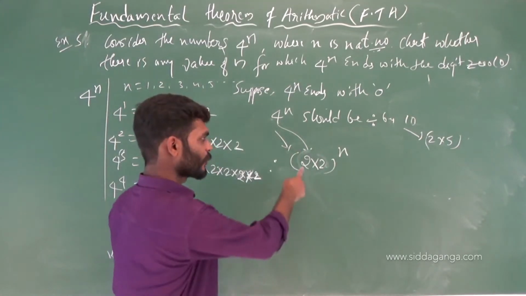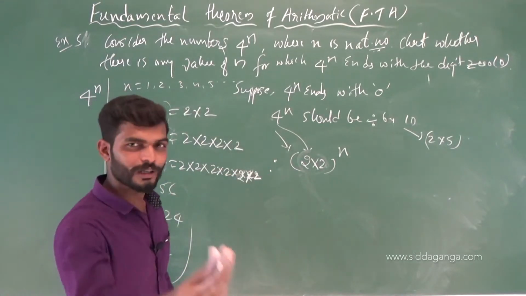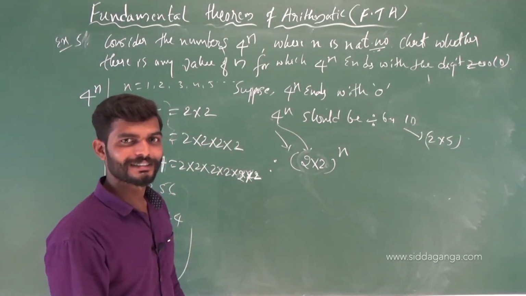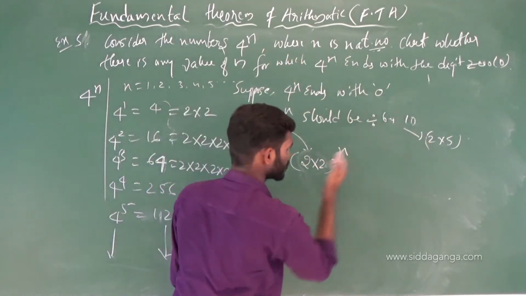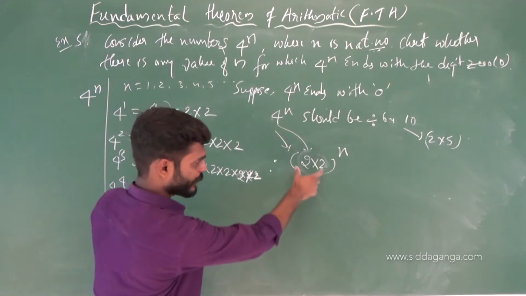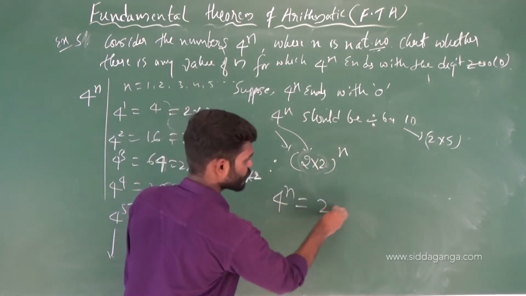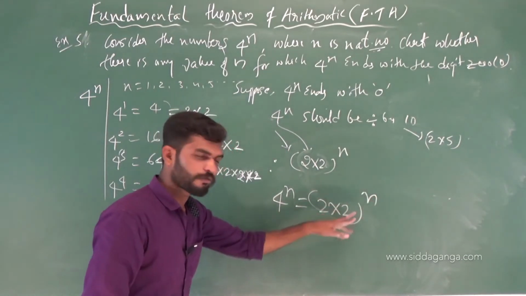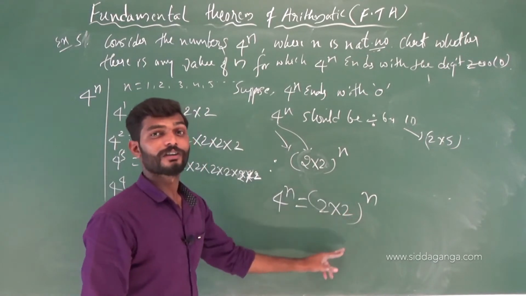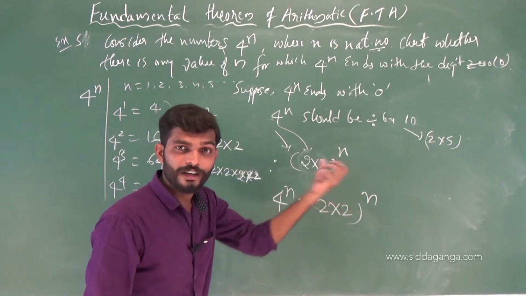This inner expansion has only 2. We can say that 2 is the only prime number in the prime factorization. No other number can come here. So directly you can say that 5 is not here in the expansion of 4^n, which is 2^(2n). In this expansion, no 5 is there. Therefore, 5 cannot divide any 4^n number.